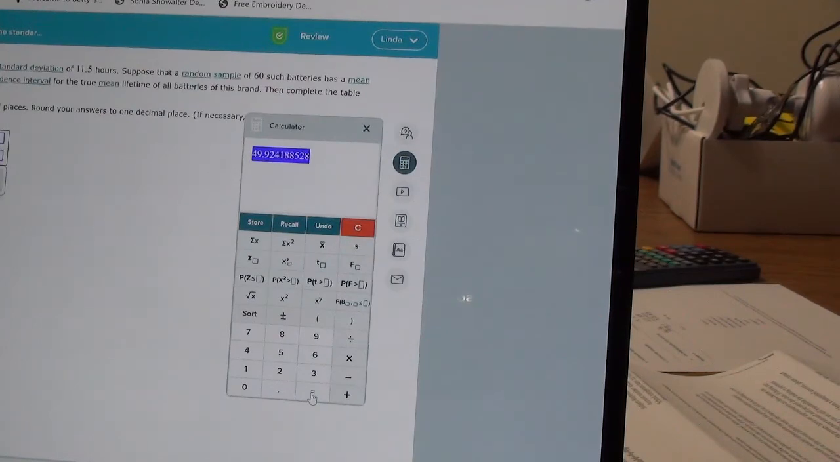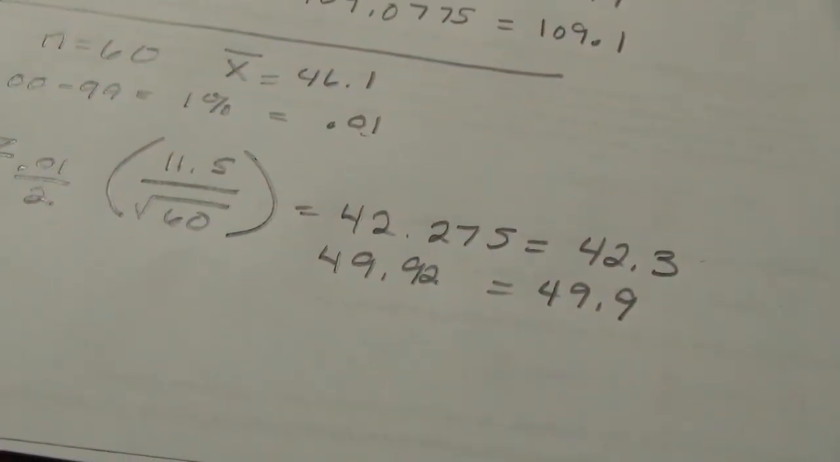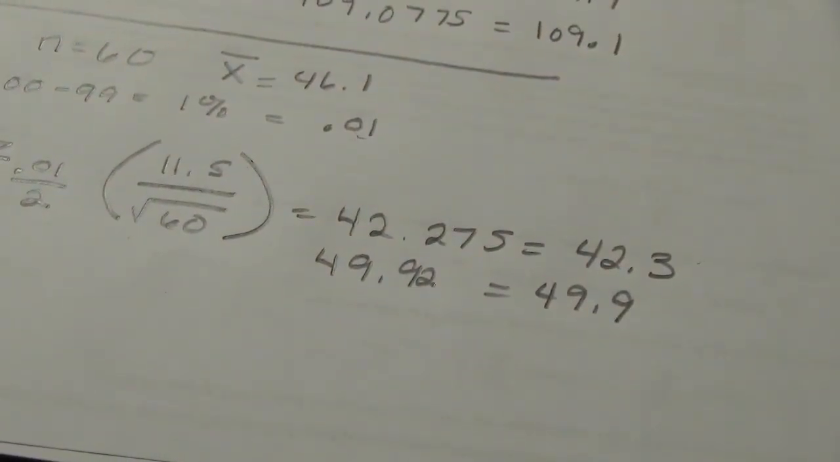And I get 49.92, and so that rounds off to 49.9. So, looking back at my piece of paper here, my two answers, 42.3 and 49.9. Now, before I put that into the answer on Alex, I'm going to double check it with my calculator.